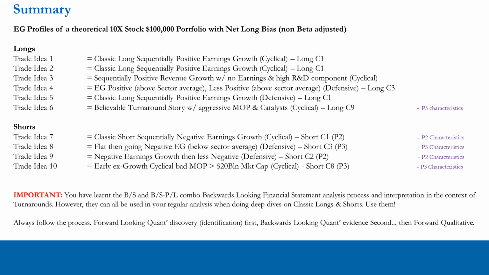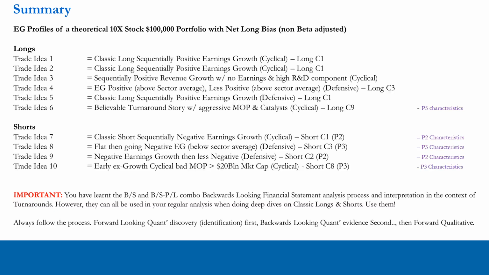Moving on to trade idea number 8, we have an earnings growth profile in period 1 that is flat, then going to negative earnings growth that's below sector average in period 2. And this would be our short case number 3, and we have phase 3 characteristics.